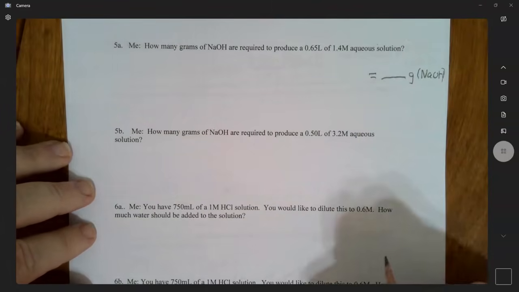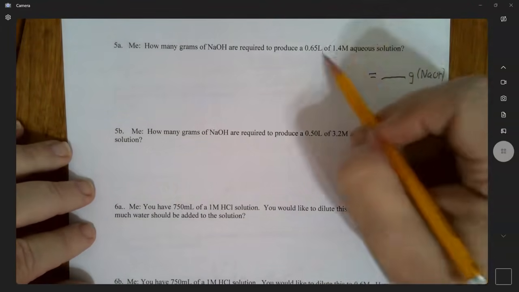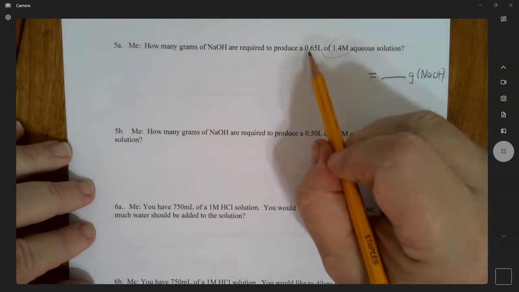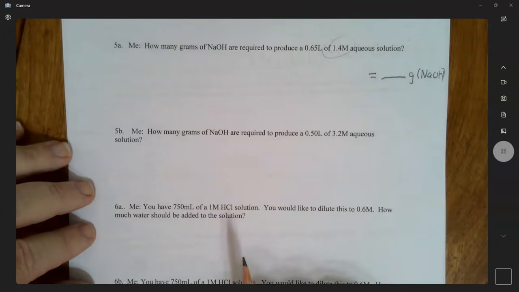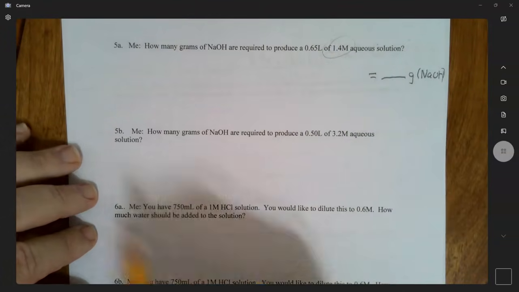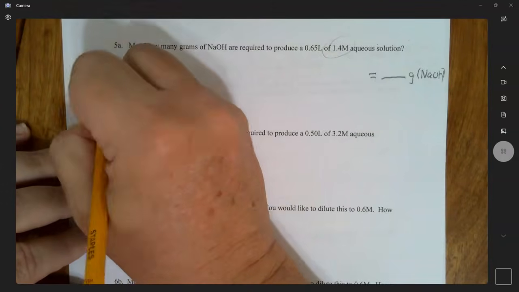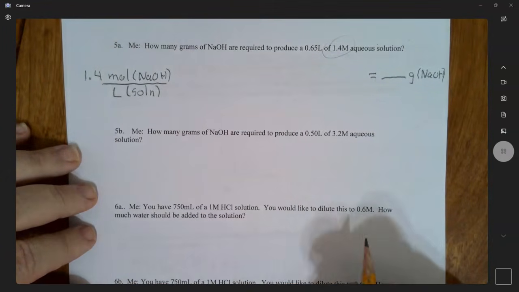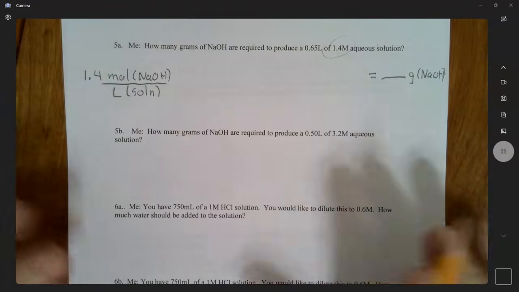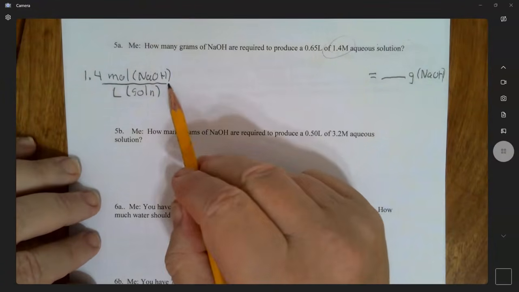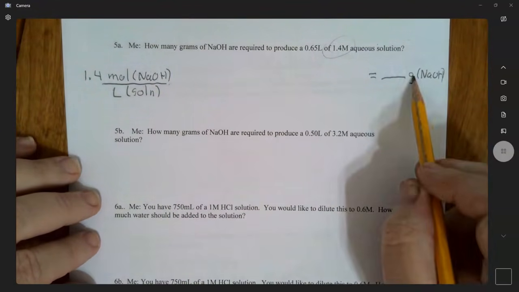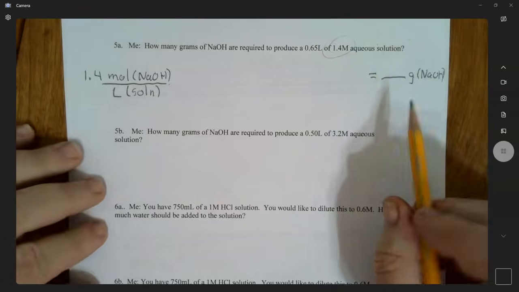Okay, and now we're going to start with, again, we said that molarity is the primary number in this problem. Liters will come in later on. So we're going to come over here and write 1.4 molar, way over on the left. There we go, liters of solution. Okay, now we have to look at where we have to go. We have to go from moles of NaOH to grams of NaOH. So that tells us we're going to need a molar mass.